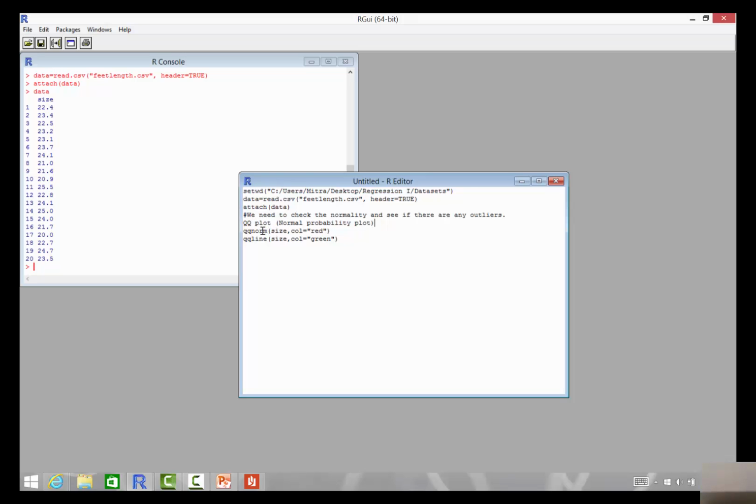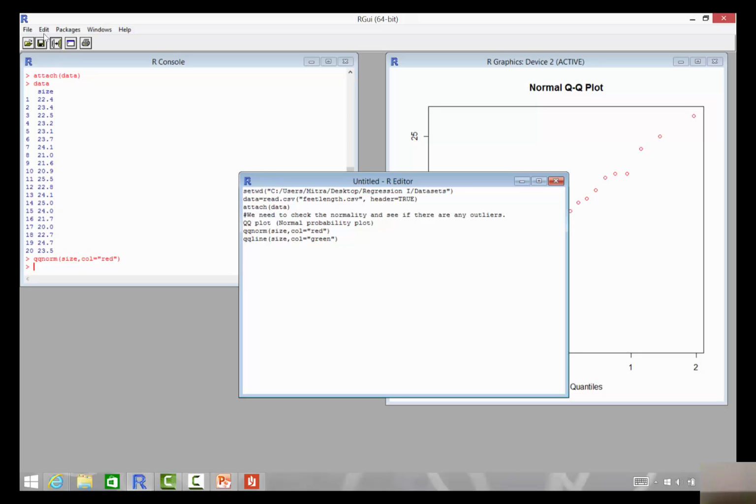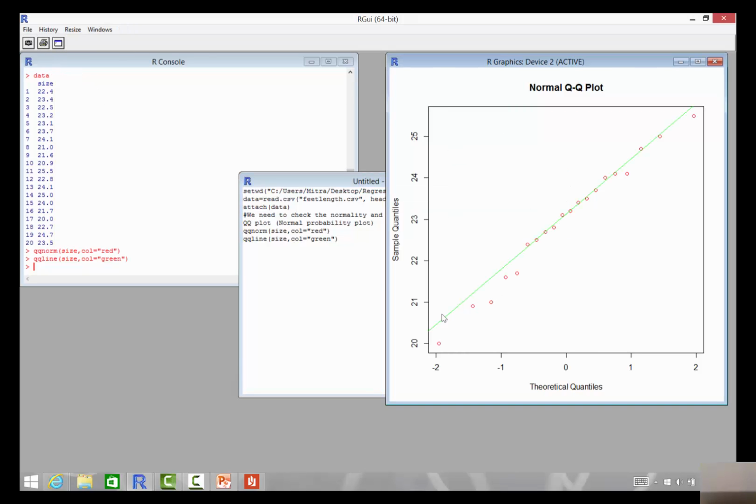The command for that plot is qqnorm. A QQ plot is used for testing the normality. So qqnorm, the name of my variable is size right here. I want a red color. See, this is called a QQ plot. This says here normal quantile plot. Let me do qqline, one more command that will draw a straight line pretty much on the diagonal.